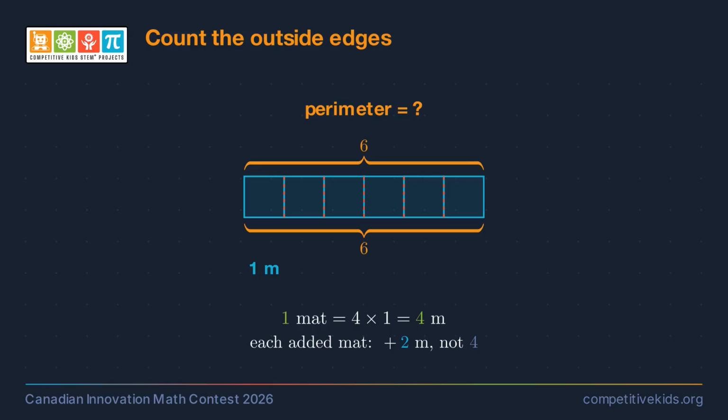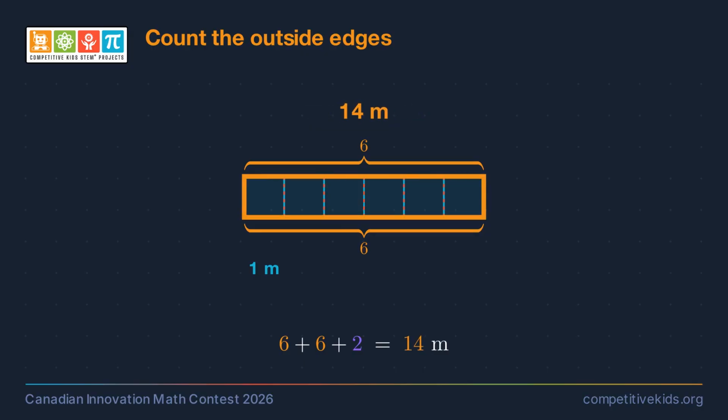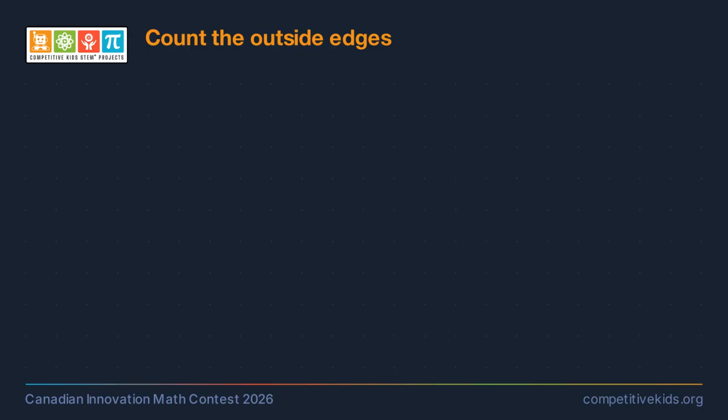Now look at the whole row. The top has 6 edges. The bottom has 6 edges. That is 12. Then add the 2 short ends. 12 plus 2 is 14. The perimeter is 14 meters.